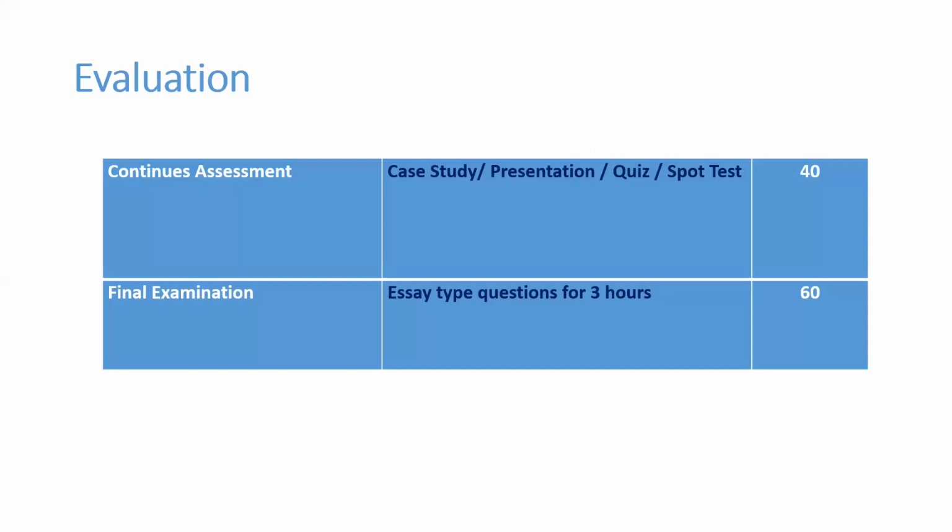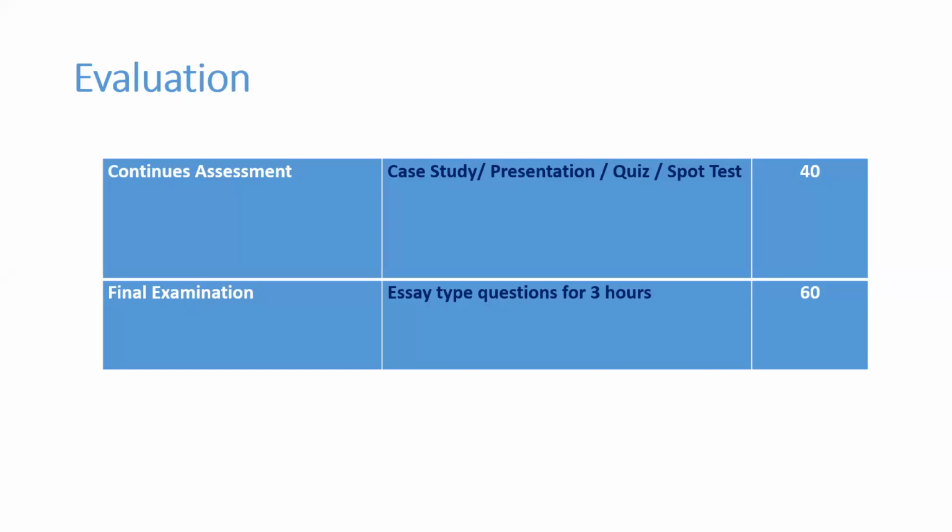We are starting these lectures online, and in the future, if physically allowed, we hope to go back to physical classes. Therefore, your evaluation focuses on a physical exam. Continuous assessment is based on the case study, presentation, quiz, and spot test. We have allocated 40% for the continuous assessment. The final exam is a physical exam, which consists of practical and theory. It is a 3-hour essay-type paper. 60% is allocated for the final examination.